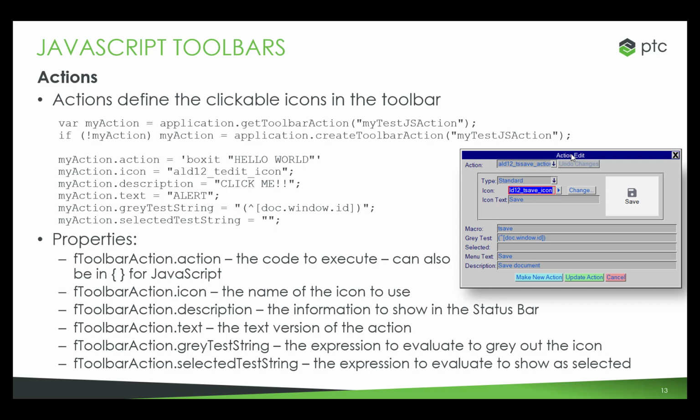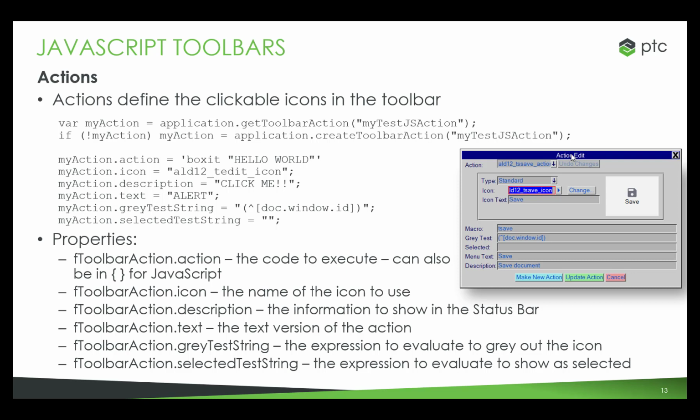As with all other objects inside Layout Developer, it's always a good idea to test whether it exists before creating it. That's the standard pattern that I follow when I'm creating code which edits these things. So the toolbar action.action property is the code that you want to execute when that icon is clicked. This is a string. You can use macros in there, which is the default old-fashioned way of doing things. But if you put the value within braces, then you can execute JavaScript from the toolbar action. I think this is a new feature in 12.1.